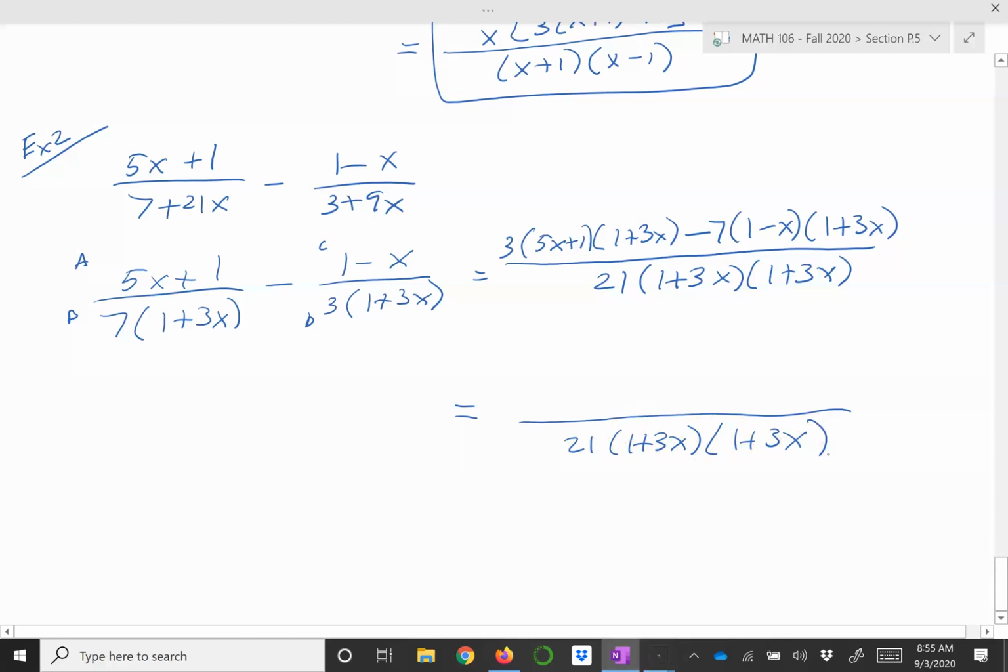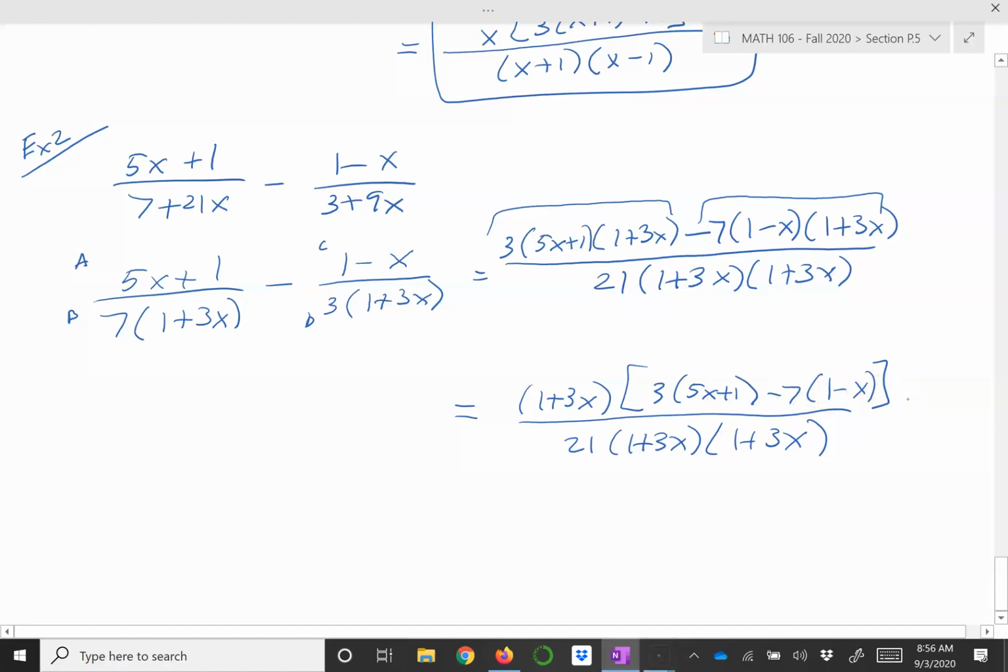Can we factor anything out of the 2 terms that exist in the numerator? Are there any like terms in this thing and in this thing? Yeah. We can factor out a 1 plus 3x, and here's what we'll be left with. 3 times 5x plus 1. And then, let's see, it's going to be minus 7 times 1 minus x.